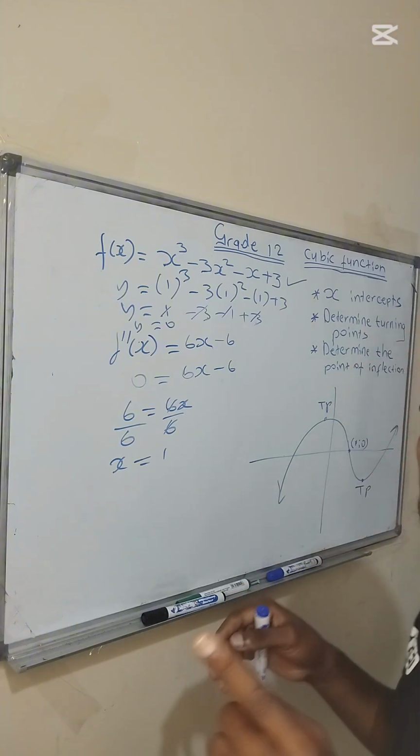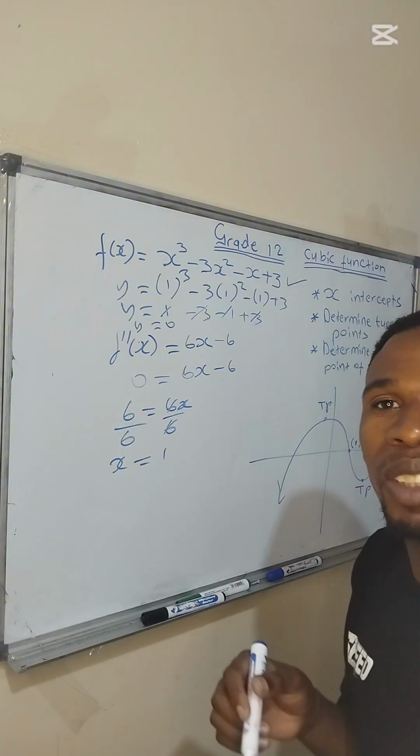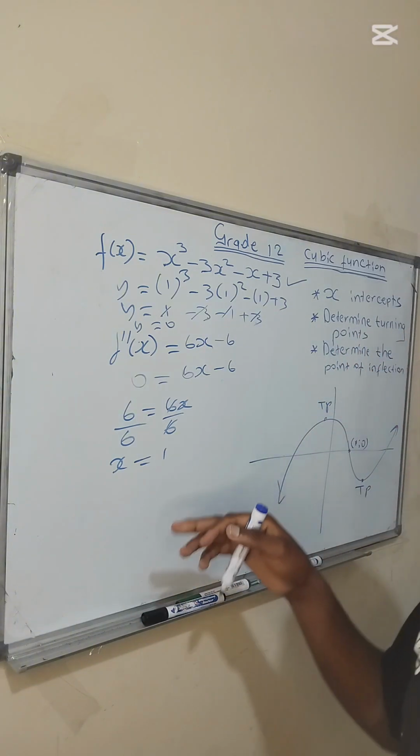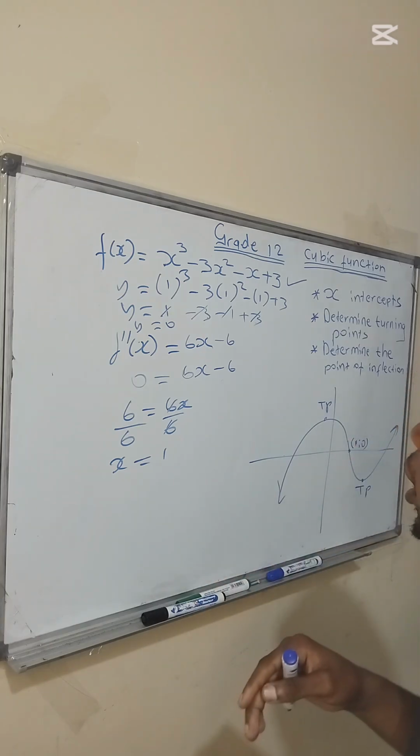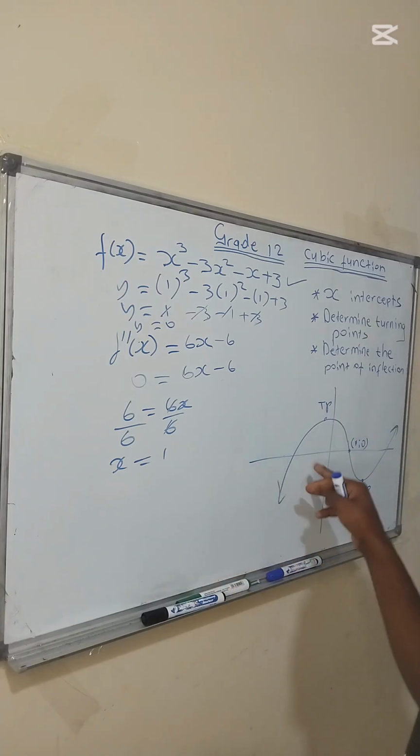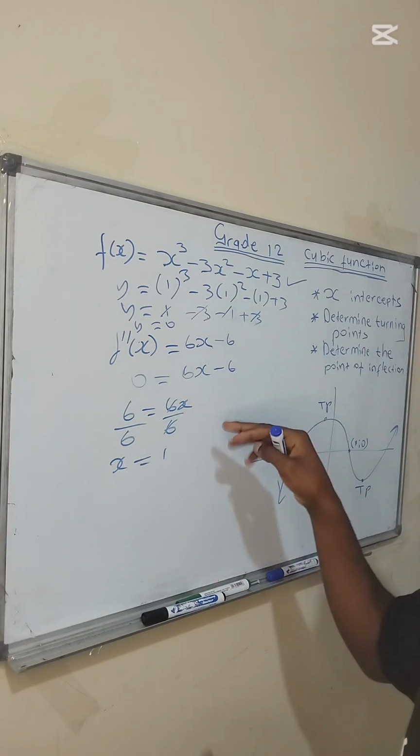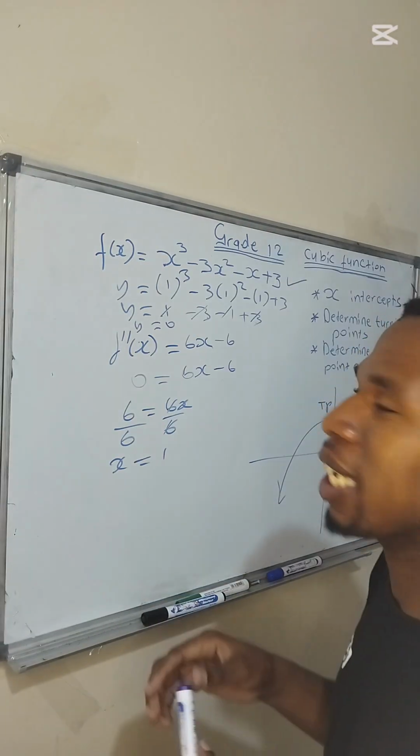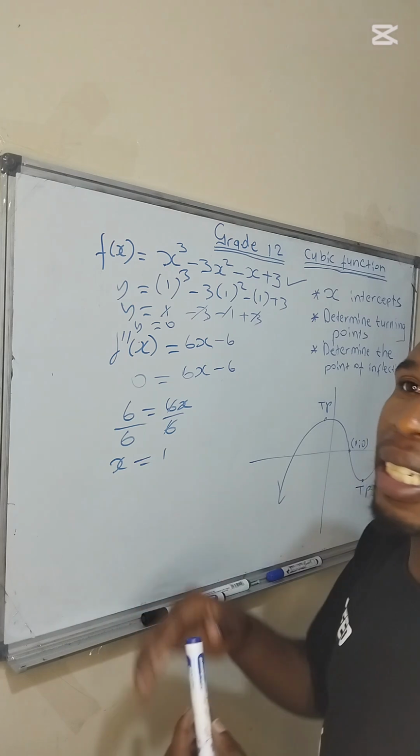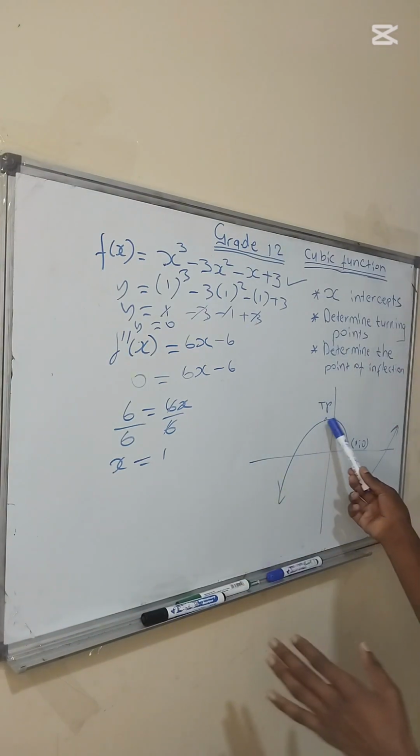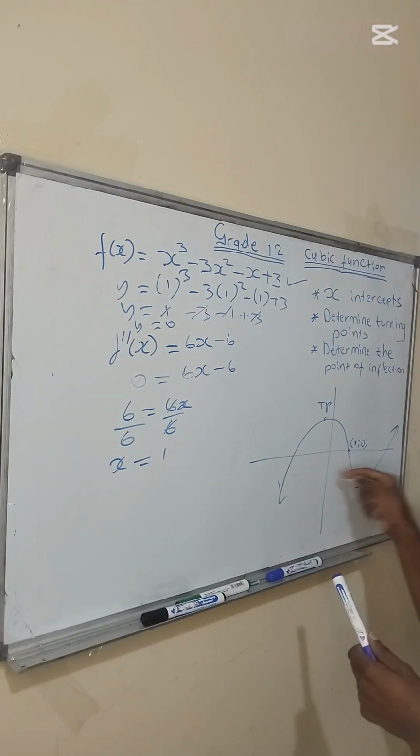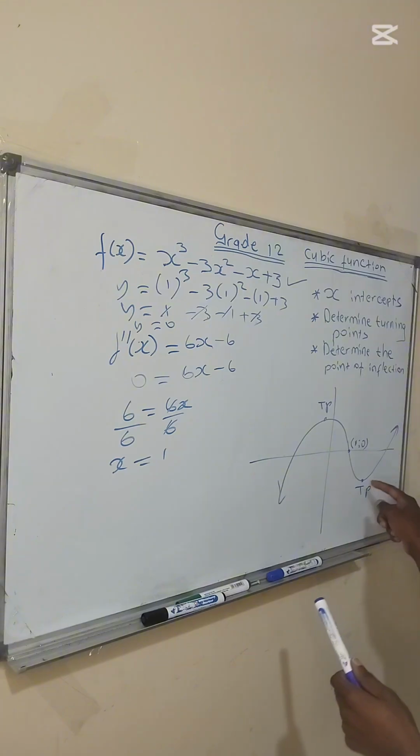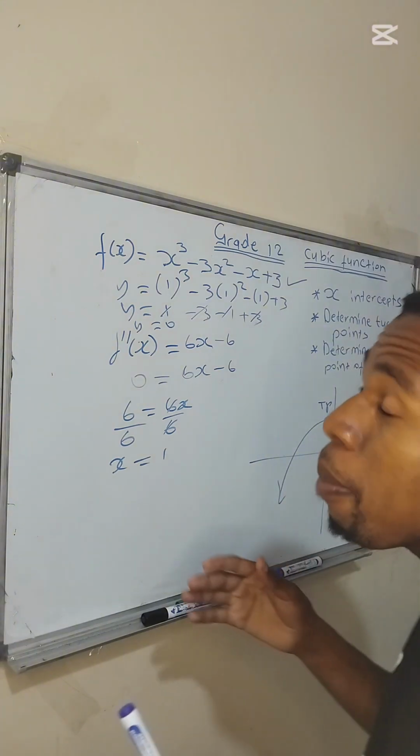Then there are two methods. We have a second method that we can use to find the point of inflection. If you are failing to find your second prime and equate it to 0, you can just find the turning points. If we have the turning points, because this is the midpoint of the graph, then we can find the point of inflection.